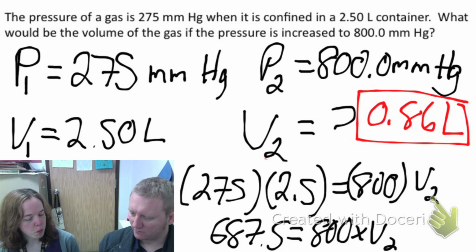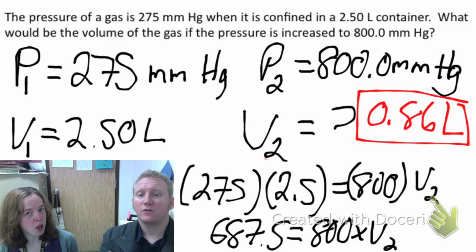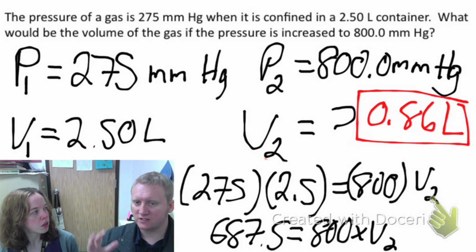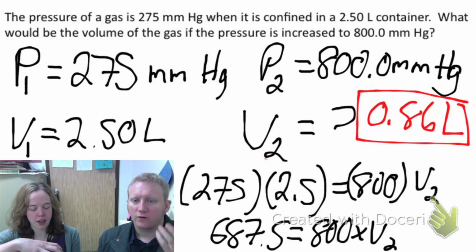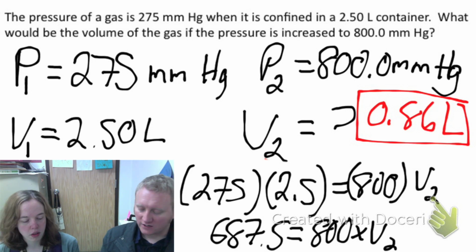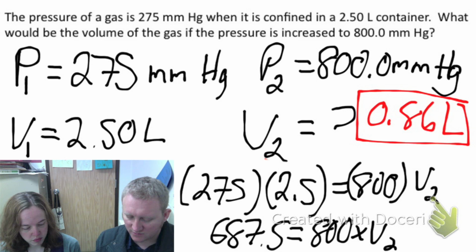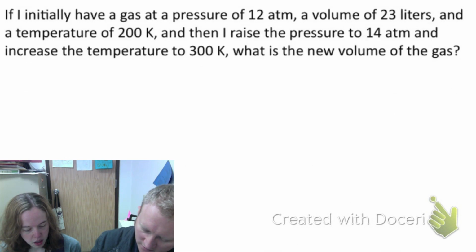The pressure went up, so what should our volume have done? Volume went down because the gas particles are getting squeezed. Right, closer. So you add more pressure, your particles get squished closer together, and so they're taking up less space. Volume should decrease. So then, yeah, it did what it was supposed to. Okay, very good.